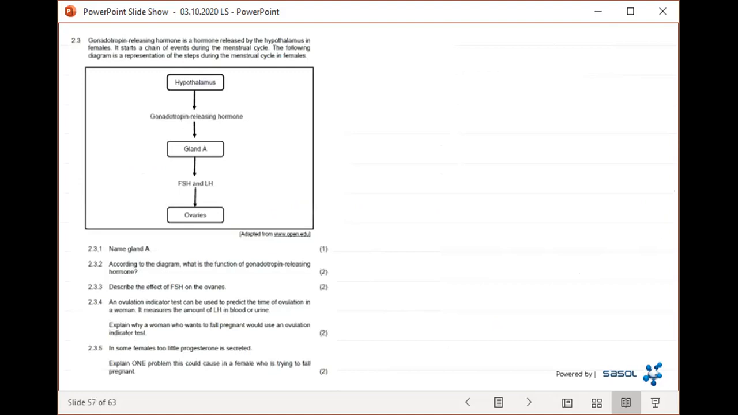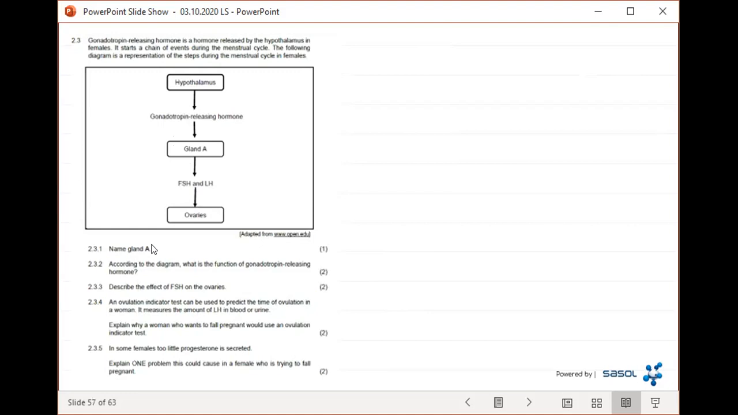Move on to the next question. Question 2.3, it reads, gonadotropin releasing hormone is a hormone released by the hypothalamus in females. It starts a chain of events during the menstrual cycle. The following diagram is a representation of the steps during the menstrual cycle in females. So we have the hypothalamus there, which releases gonadotropin releasing hormone. Then gonadotropin releasing hormone acts on gland A. Gland A then releases FSH and LH. Then FSH and LH act on the ovaries.